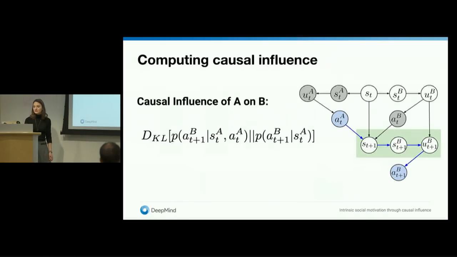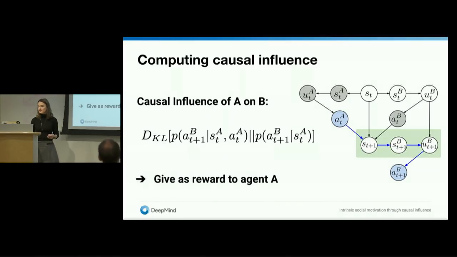And then I can look at the divergence from the agent's marginal policy to its policy conditioned on my action, and I can see how much that differs. So if what the other agent is going to do differs a lot when conditioning on my action from its general policy, then I know that I have more influence on that agent. And the idea is to give this as a reward to agent A. So it gets a reward for being influential.